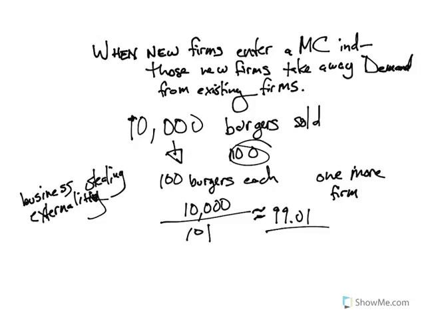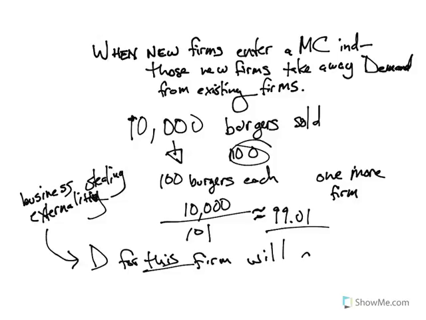their business. Now, what that business stealing externality means in our graph is that demand for this firm, this firm's demand curve, will decrease. Now, you might be thinking to yourself, wait a second. You said before that when a new firm enters, supply shifts. That's correct. The market supply shifts.